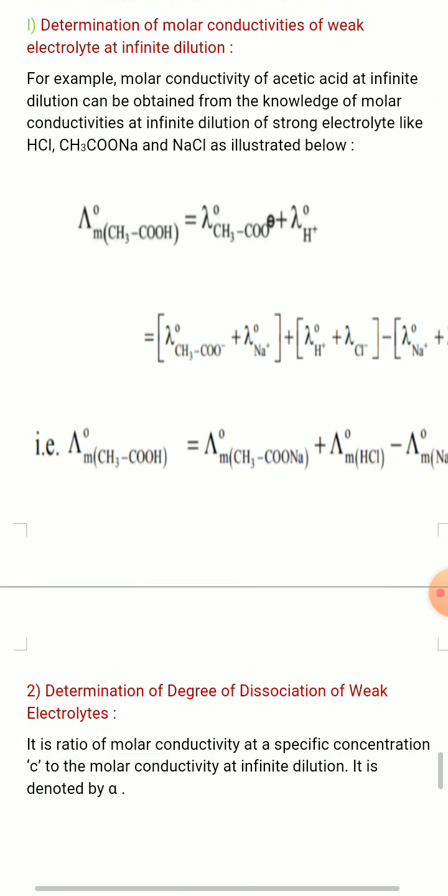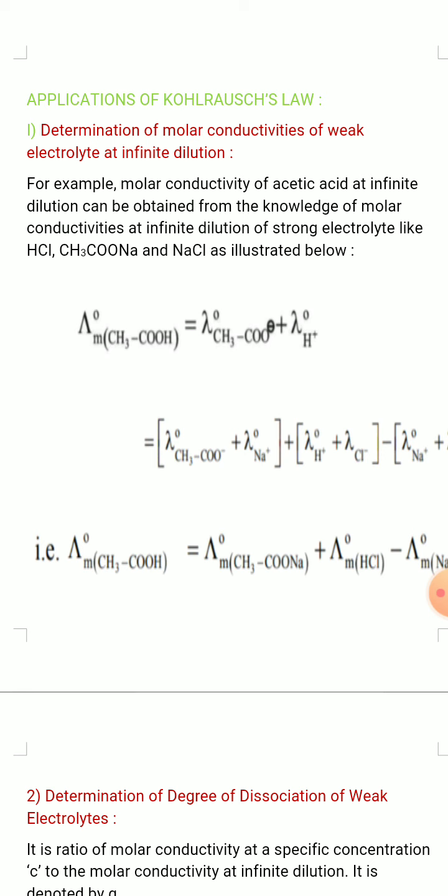Now, applications of Kohlrausch's law. The first application is determination of molar conductivity of a weak electrolyte at infinite dilution. For example, the molar conductivity of acetic acid, which is a weak electrolyte, at infinite dilution can be obtained from the knowledge of molar conductivities at infinite dilution of strong electrolytes like HCl, sodium acetate, and sodium chloride, as illustrated below.